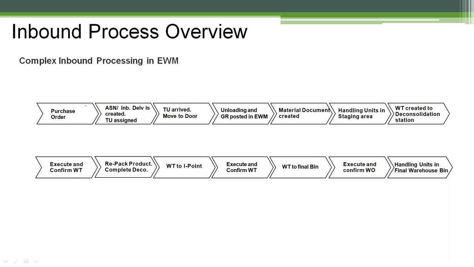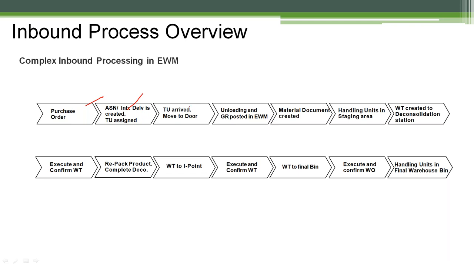Again, this process is the same. We create a purchase order, we create an ASN or inbound delivery. So when we create the delivery, now it's a bigger complex warehouse where we are also managing the trucks and trailers. So a truck gets created, okay? The truck gets created through some interface with a third party or manually, or the vendor sends us a truck number and we create a truck in the system.